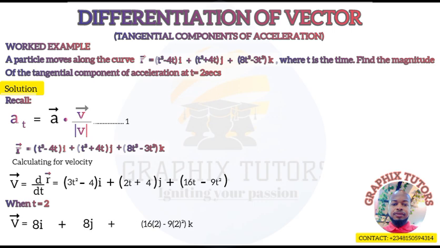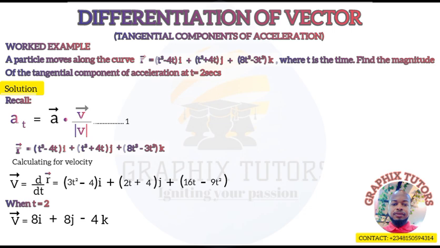Then go to the next one. 16 times 2 is 32 minus 2 squared, which is 4. 4 times 9 is 36. So 32 minus 36 is what? Minus 4. So we have minus 4k. Is that taken? So that is my velocity that I have gotten by differentiating the position vector.